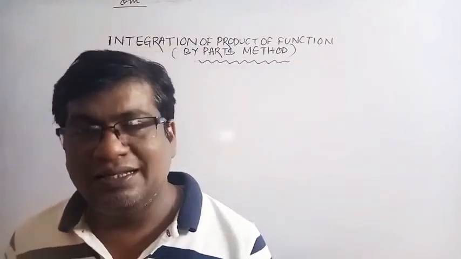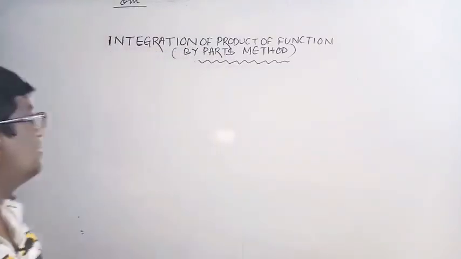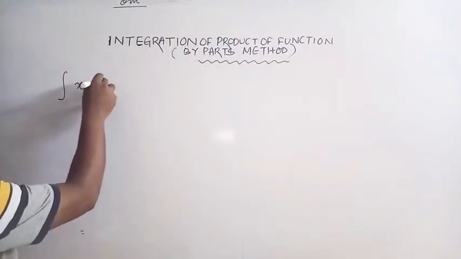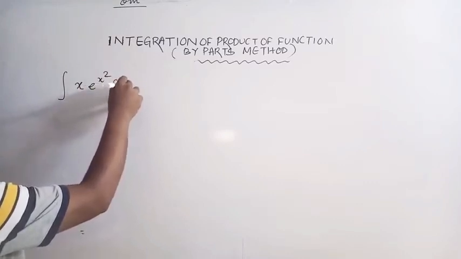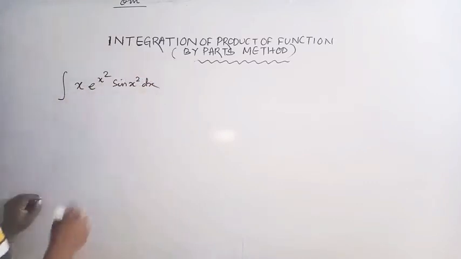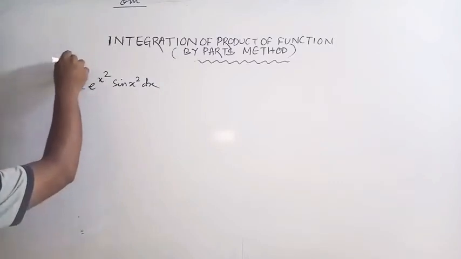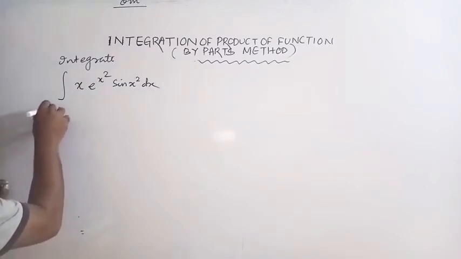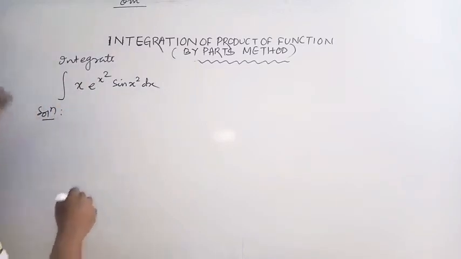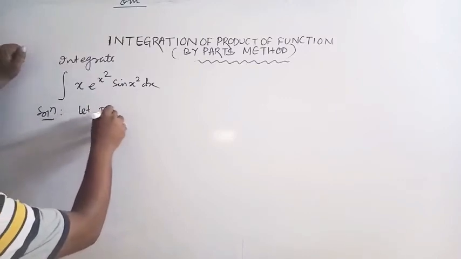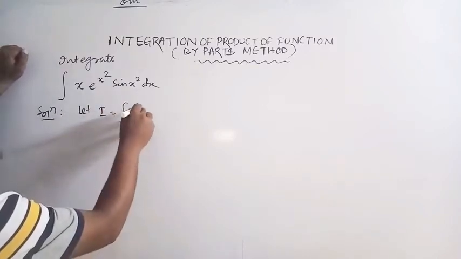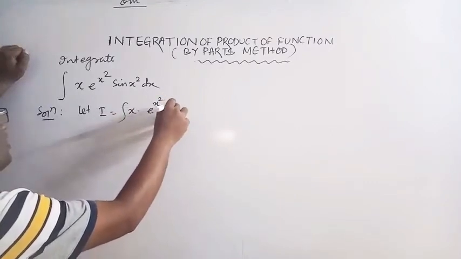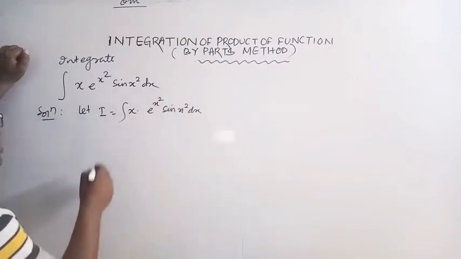Okay, so now integration. What is integration? x into e to the power x square sin x square into dx. This is the question. Integrate. Solution: let I is equal to x into e to the x square sin x square dx.